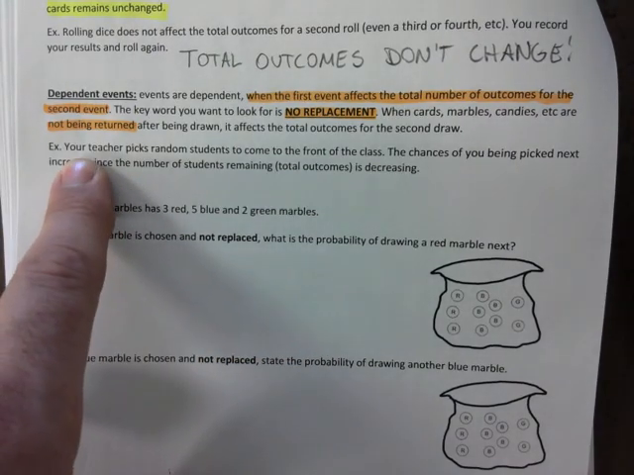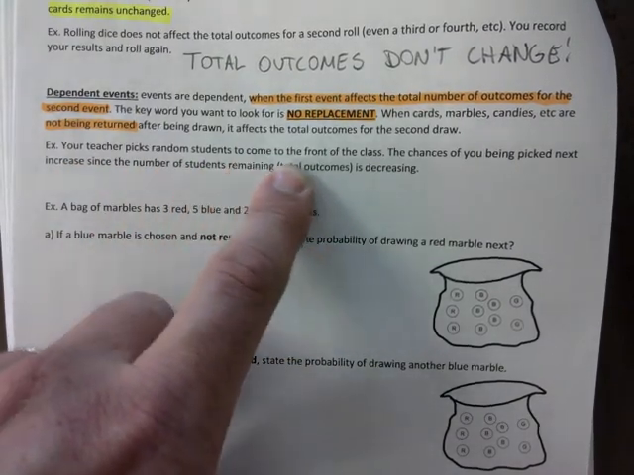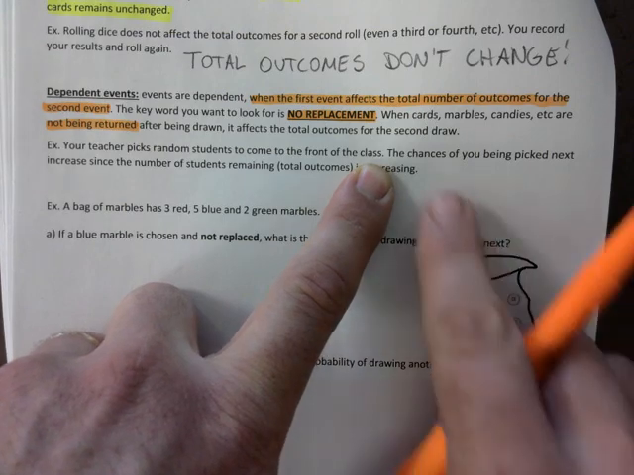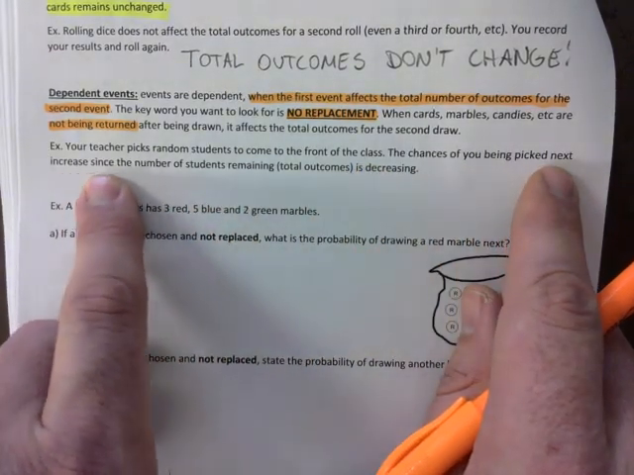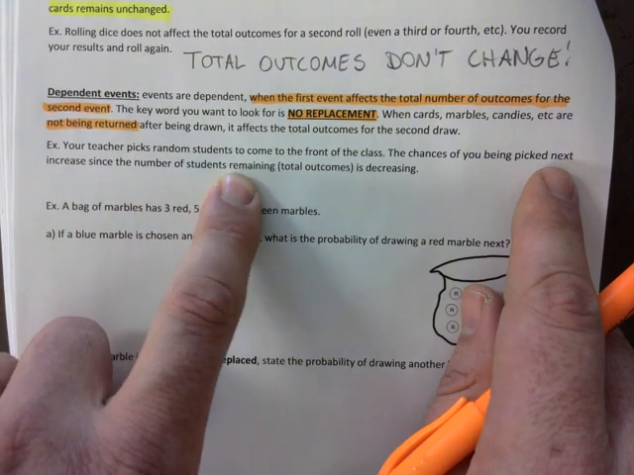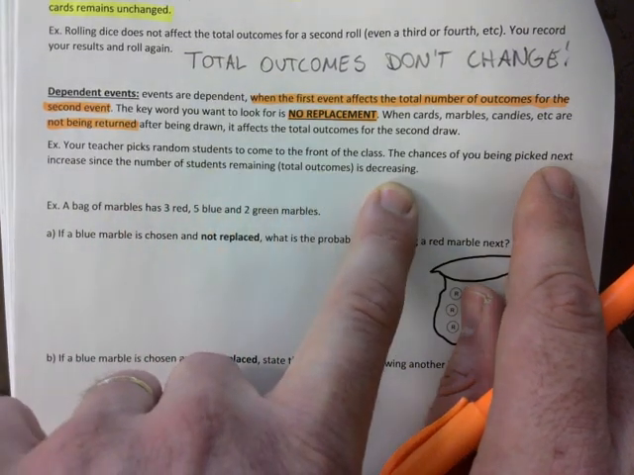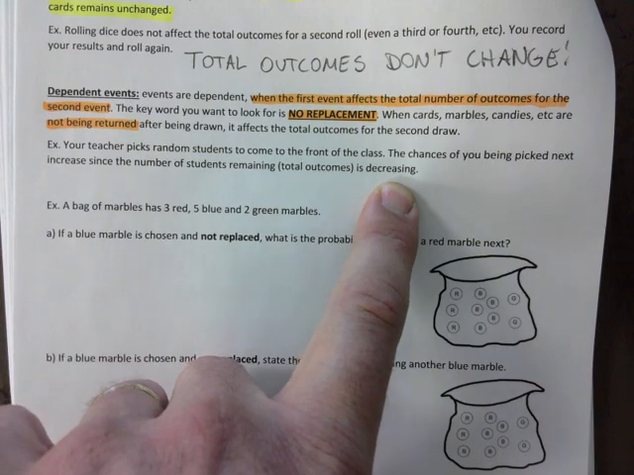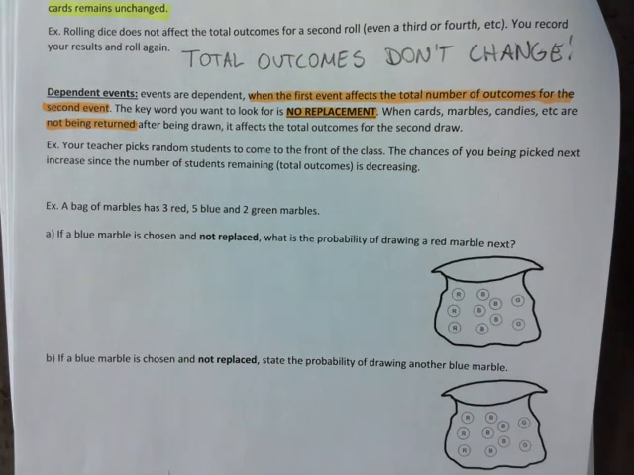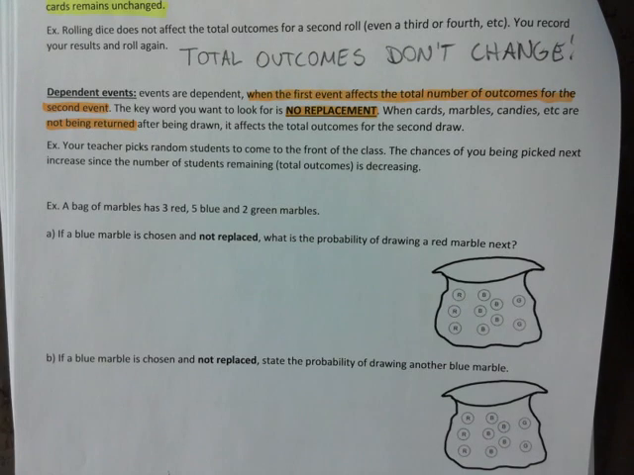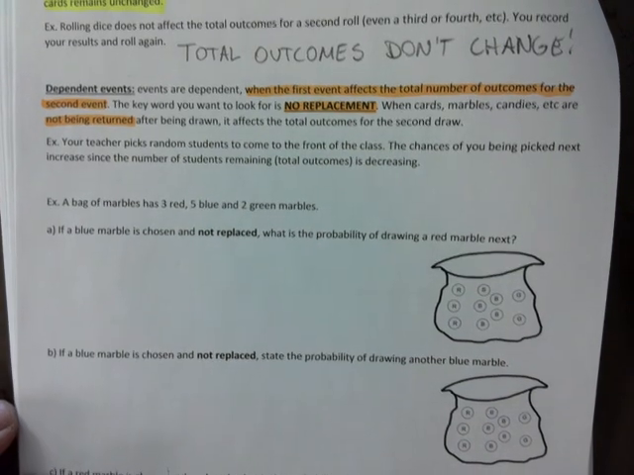Your teacher picks random students to come to the front of the class. The chances of you being picked next increase since the number of students remaining, the total outcomes, is decreasing. So as students are being picked and you're still waiting, the chances of you being picked next are getting bigger and bigger because there are fewer remaining. I hope that makes sense to you.